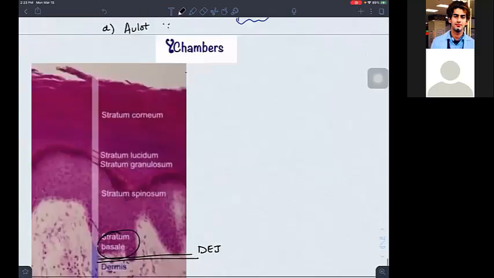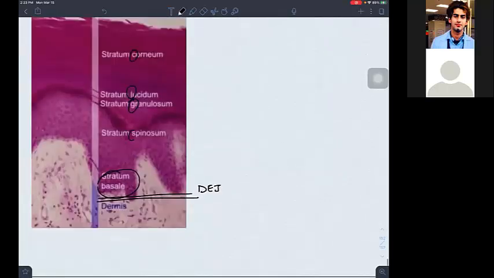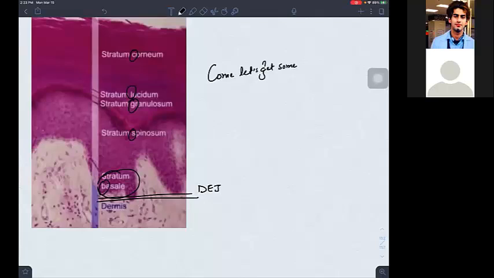Then we had a mnemonic: come, let's get some bread. This is the mnemonic which we said. Come, let's get some bread. So this is what we remember from our previous discussion.